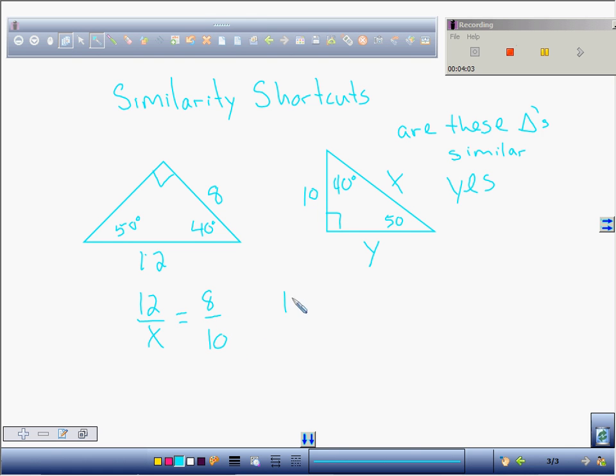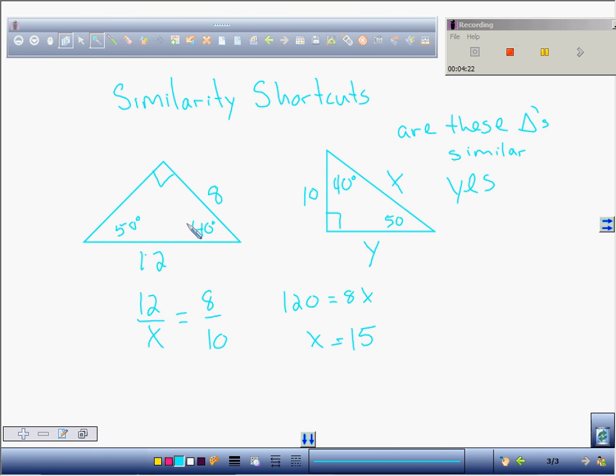And then I could cross multiply, and I get 120 equals 8x. So x is 120 divided by 8. I can't do that in my head. Yes, I can. It's 1 something. 15? Is it 15? It is. It's 15, isn't it? Okay?